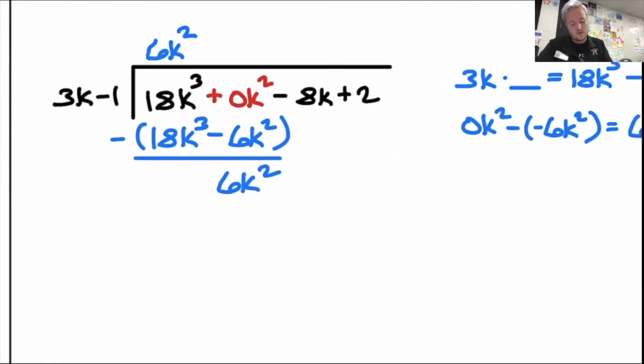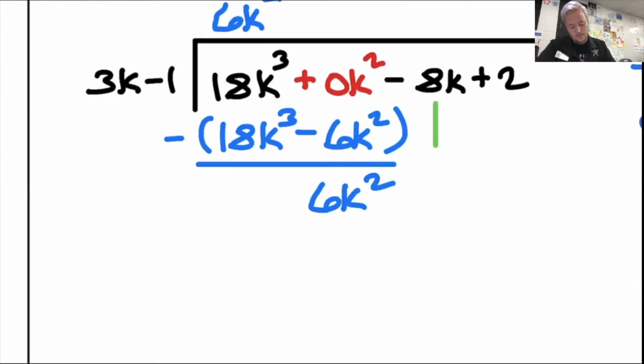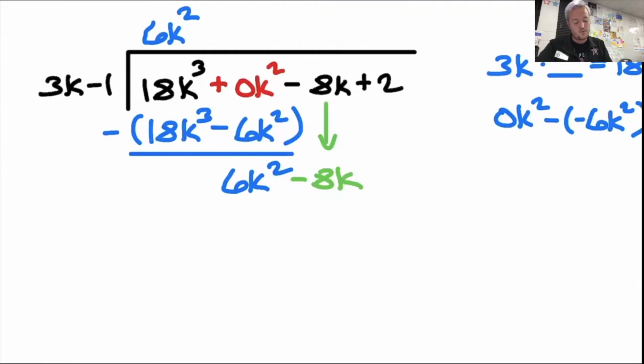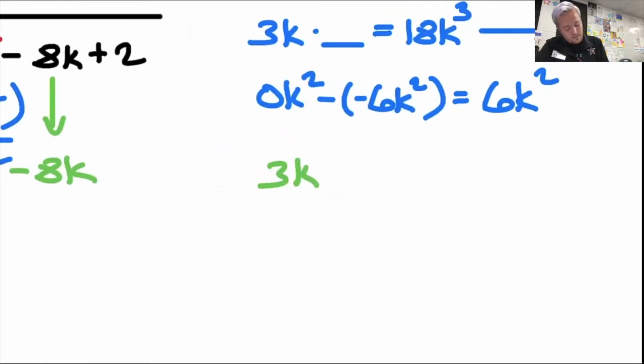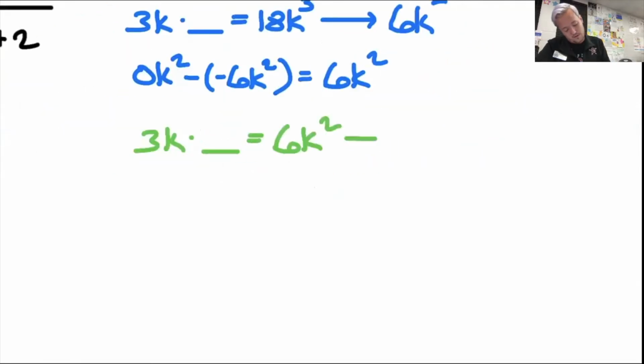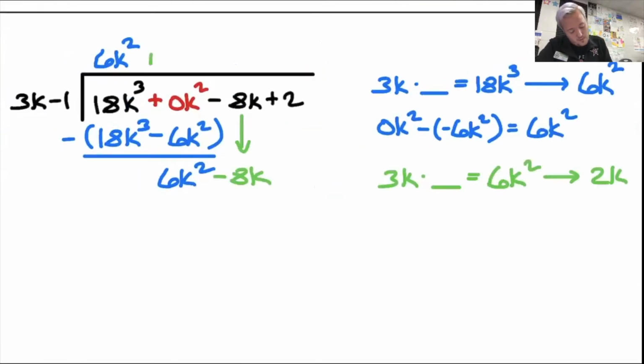Now I have to do my next round. I'm going to bring down this negative 8k. Once again, we're looking at the leading term. 3k times what gives you 6k squared? I'm going to write that off over here to the side. That is going to be 2k. So 2k is what I'm going to write across the top here.